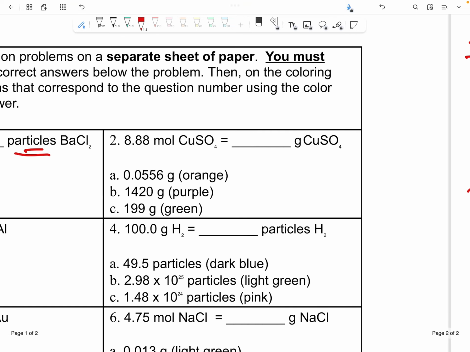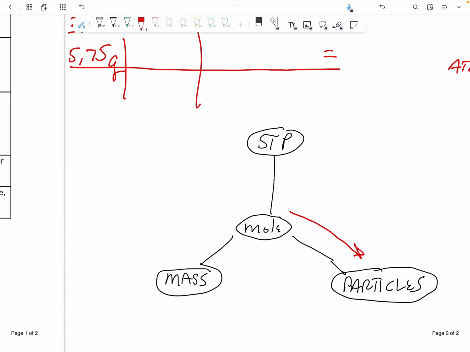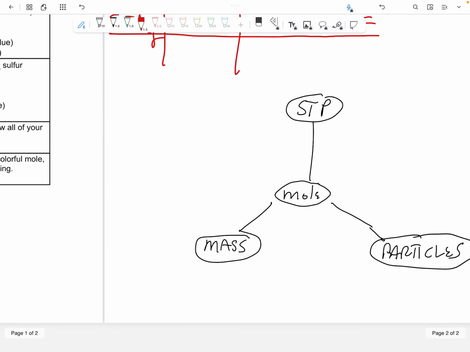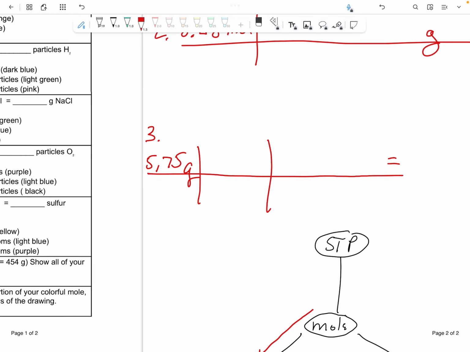Okay, second one. You were given 8.88 moles of this copper sulfate, and you're supposed to find grams of copper sulfate. So you're going from the mole and you're going to the gram. So we look at our mole conversion. We're going from the mole to the gram, right? Mole to gram. Okay. So you're going from here and you're going to there, the mass. Mass is in grams. So the thing that you have to do, it's going to be the molar mass, I believe, yeah, over 1 mole.